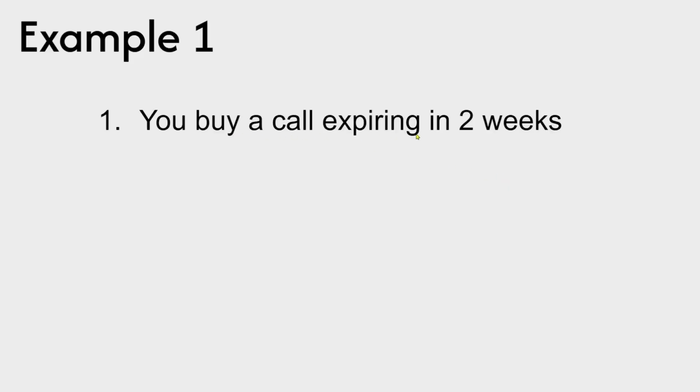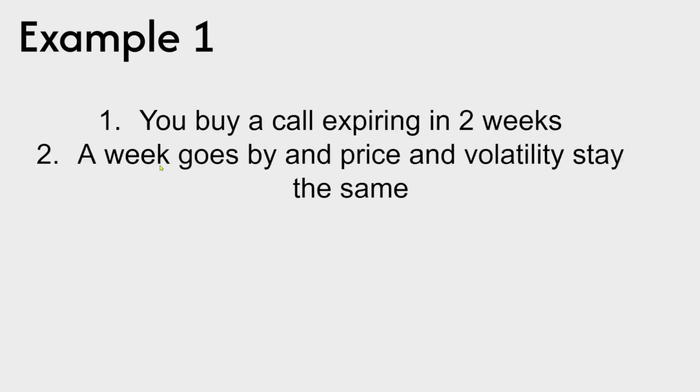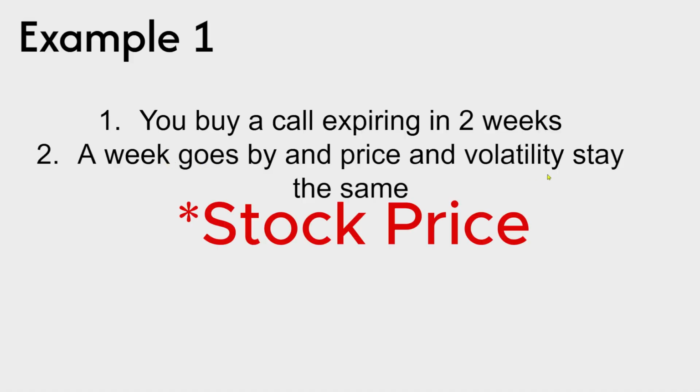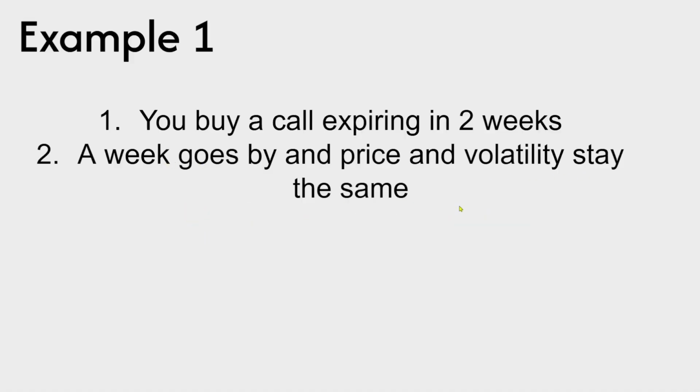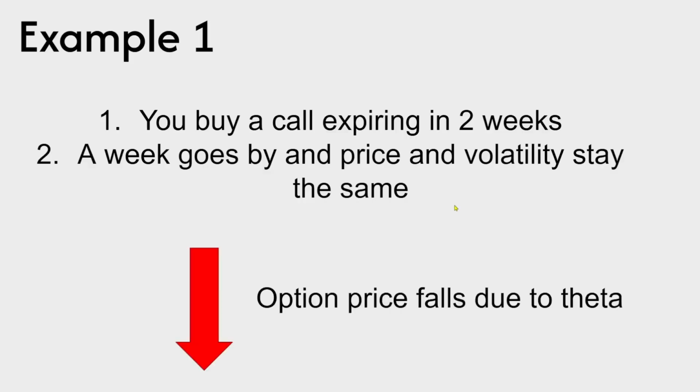Let's look at more examples. Let's say you buy a call expiring in 2 weeks. Okay, a week goes by and price and volatility stay the same. So what do you think happens to the option price in this example? It goes down. It has fallen due to theta. Price didn't change, so delta didn't move the price any. And volatility stayed the same, so that didn't matter. The only variable that changed was time, and it went down, so the option price fell.